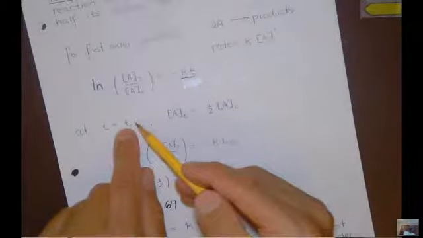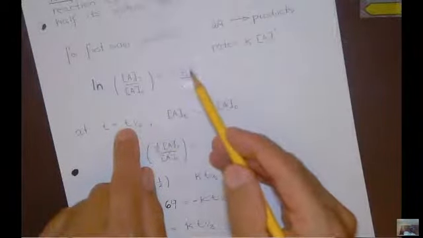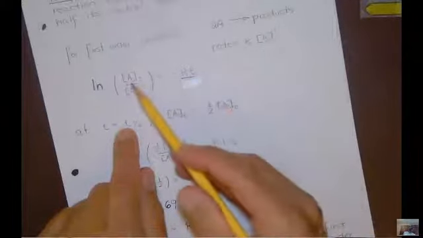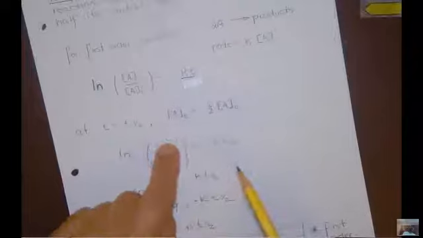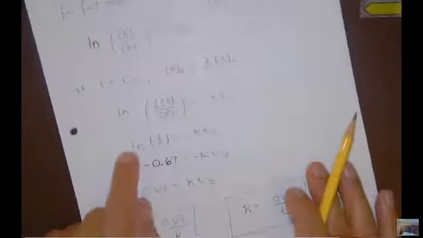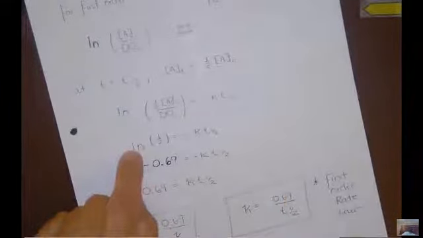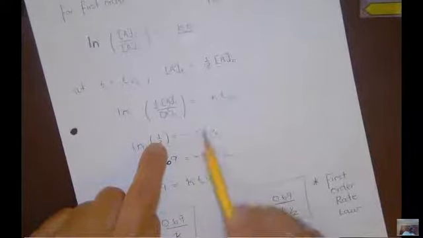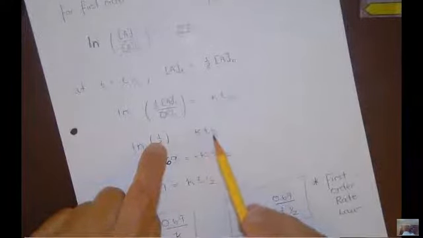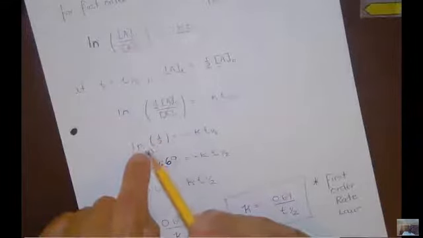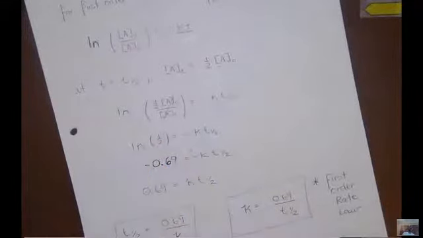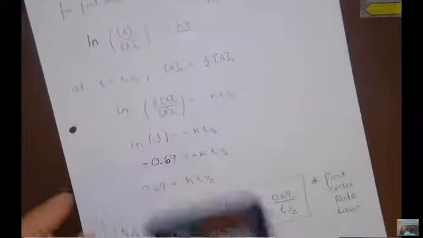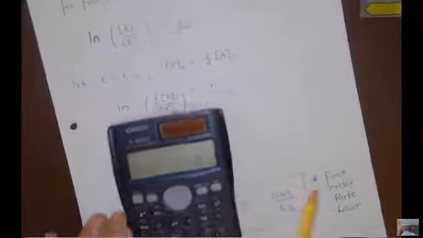So you see what I did? I substituted T to the 1/2 in for T, and I substituted 1/2 A0 in for A_t. They cancel out, and look what I get. I get the natural log of the number 1/2, just the number 1/2, is equal to minus K T to the 1/2. Well, that's just a number, so let's take the natural log and see what we get.